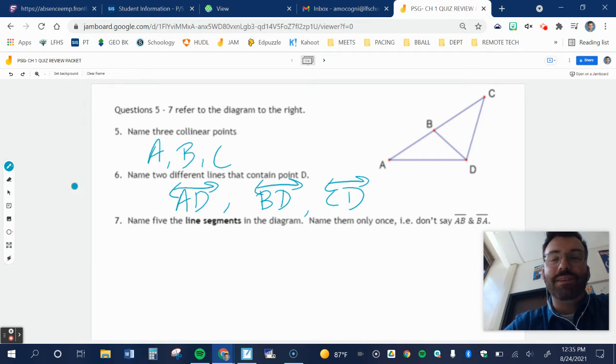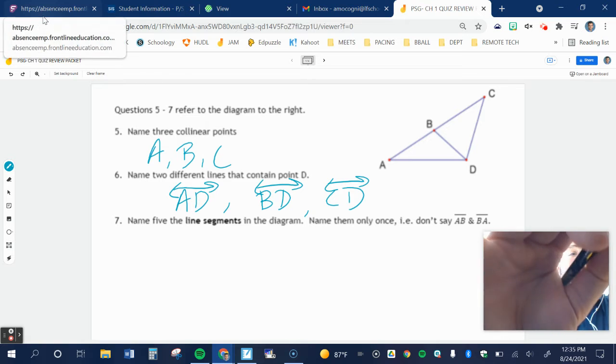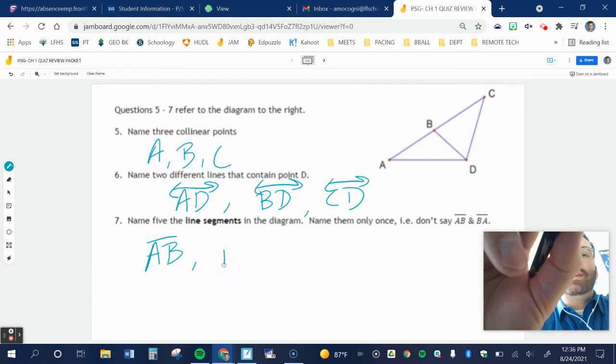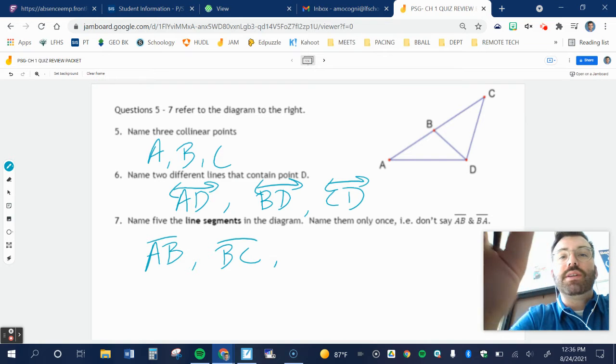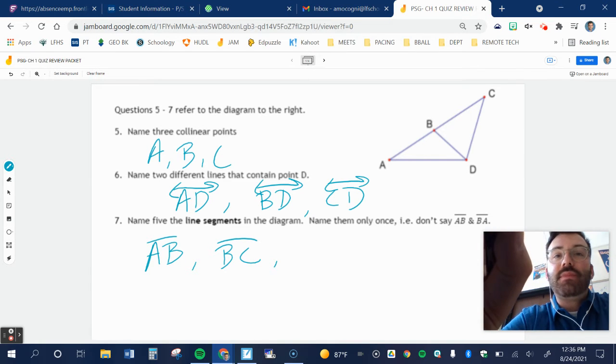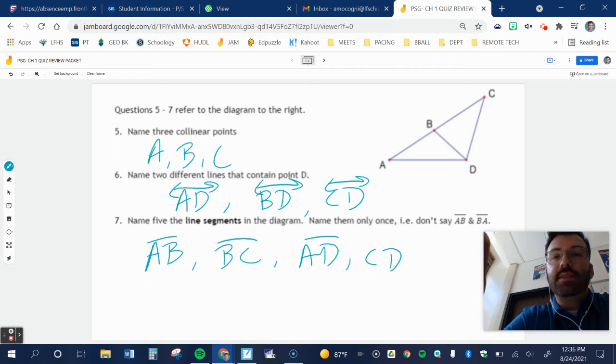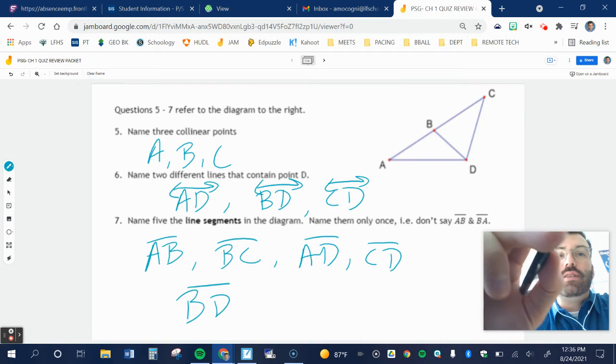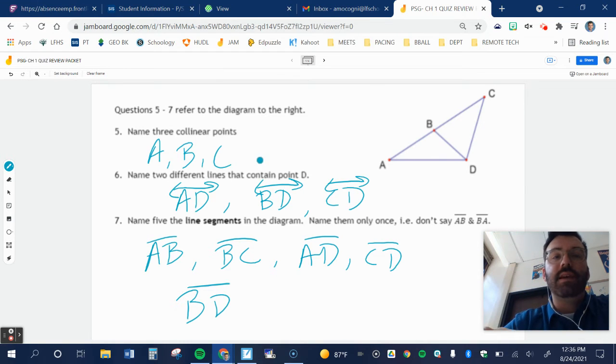Name 5 line segments in the diagram. So I could say AB or BA. I could say BC or CB, but that's only 1. I could say AD or DA, that only counts as 1 as well. I could say CD or DC, and then I could say BD. Name the 5 line segments it's supposed to say.